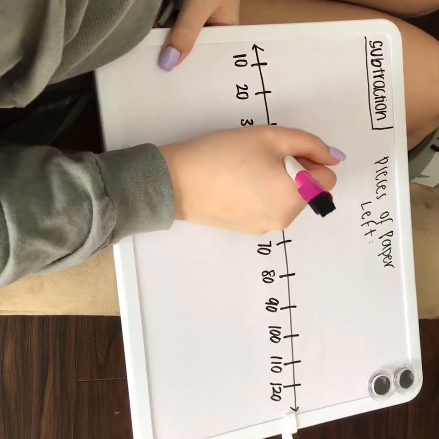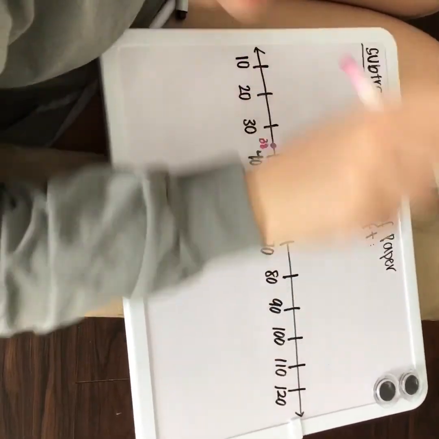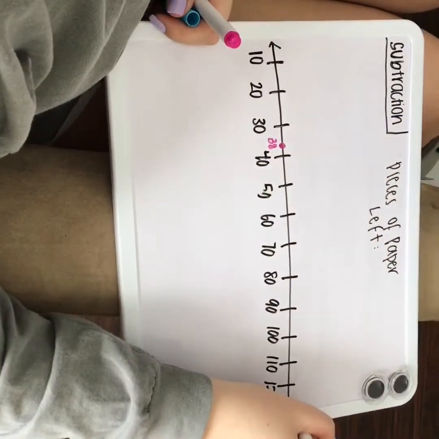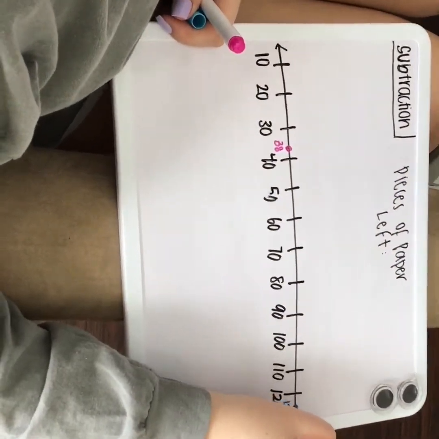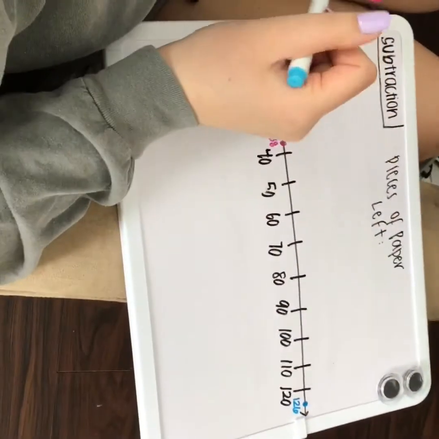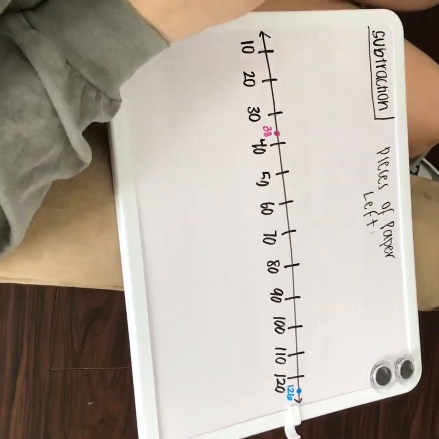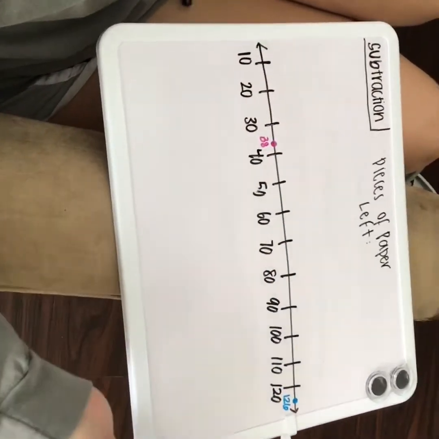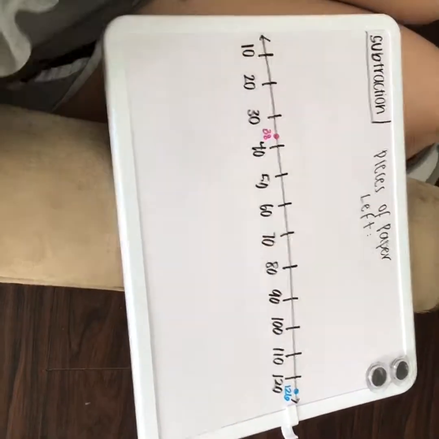So there's 38 pieces of paper that were used. And then Sarah started with 126. So we're going to go all the way down here with 126. Our colors are marking where we're starting on the number line. Number lines can be used to mark the numbers and intervals to show our numerical operation of subtraction.